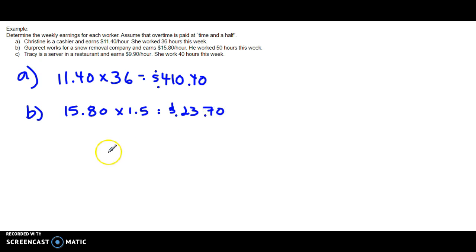Now, to determine his weekly earnings, we'll take his regular hourly wage, which he will earn for the first 44 hours of work. And that gives us $695.20.